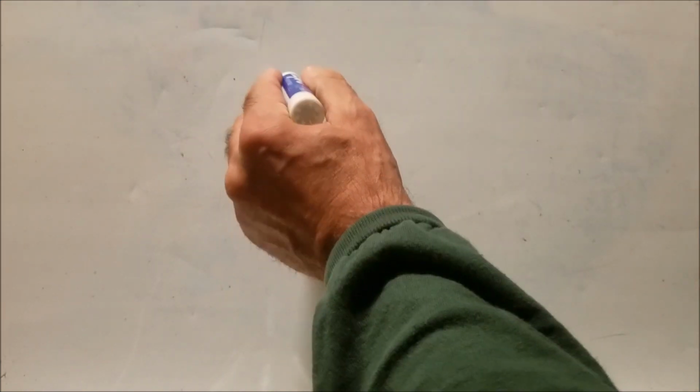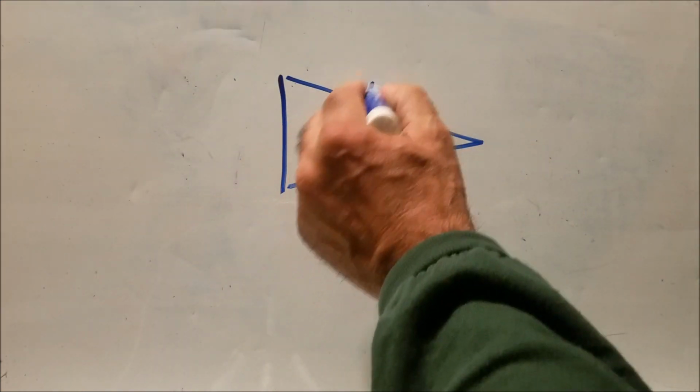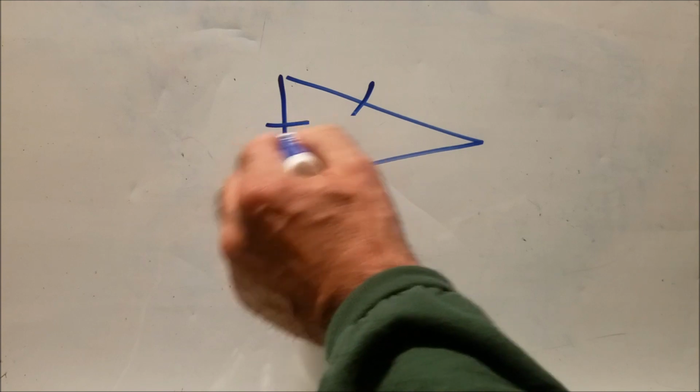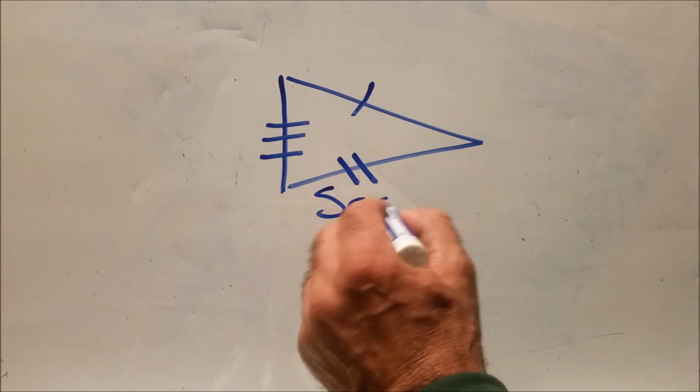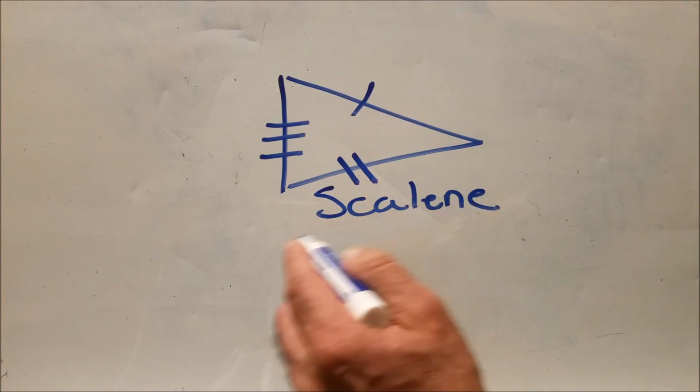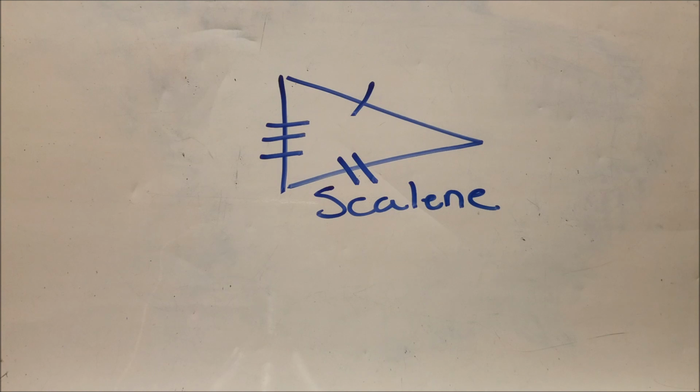All right, and one more for now. What about that one? Scalene, right? Scalene's mean. No friends. No sides are equal. Scalene. So what we did is we talked about equilateral, we talked about isosceles, and we talked about scalene. So rewind the tape if you didn't understand that.